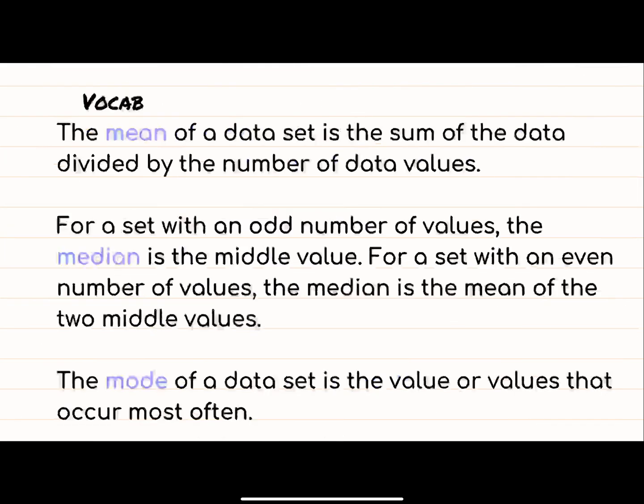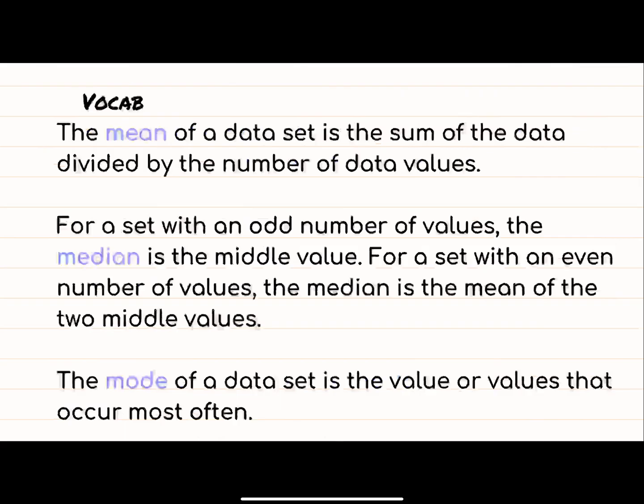Here's what these measures of center are. They're mean, median, and mode. So these are your three vocab words for the day. Mean, median, and mode. The mean of a data set is the sum of the data divided by the number of data values.